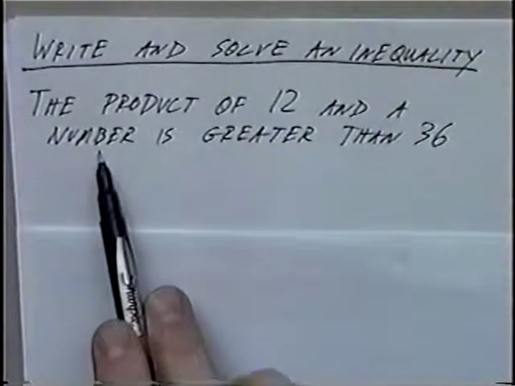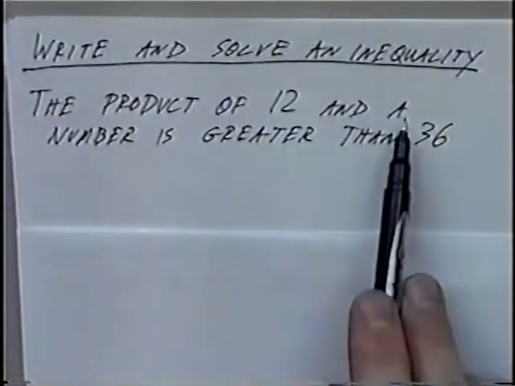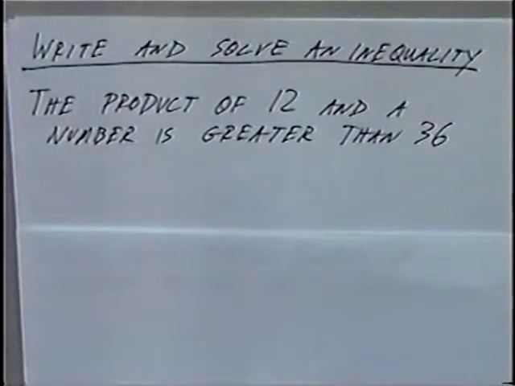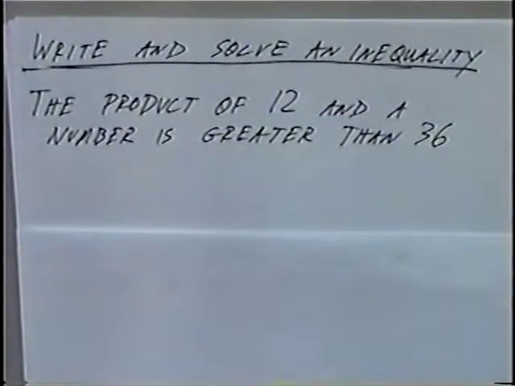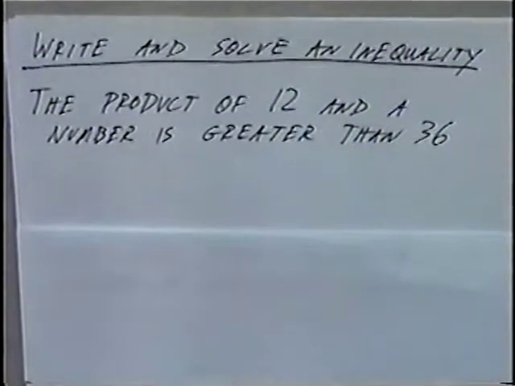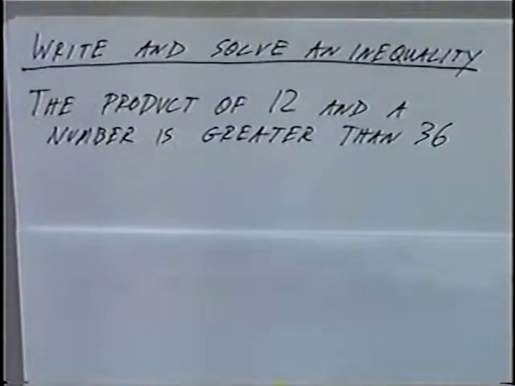A number is a number that we do not know yet. Anytime you have a number that you do not know in math, you can use the variable x. Is greater than would be the inequality greater than 36.